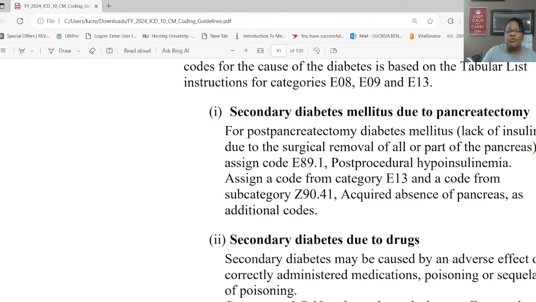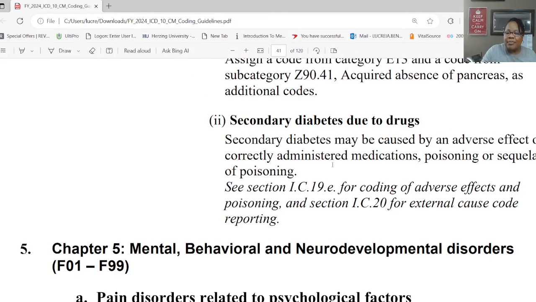So it says secondary diabetes due to pancreatectomy, the removal of the pancreas. So for pancreatectomy diabetes, which is the lack of insulin due to the surgical removal of all or a part of the pancreas, you assign code E89.1, post-procedural hypoinsulinemia, and then you assign a code from category E13 and a code from subcategory Z90.41, acquired absence of pancreas, as an additional code because you're identifying the fact that the pancreas has been removed. And then if it's secondary diabetes due to a drug, then it says secondary diabetes may be caused by an adverse effect of a correctly administered medication, poisoning, or sequela of poisoning. So we've pretty much seen that when it comes to drugs.